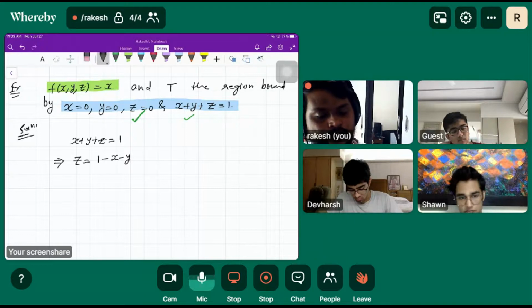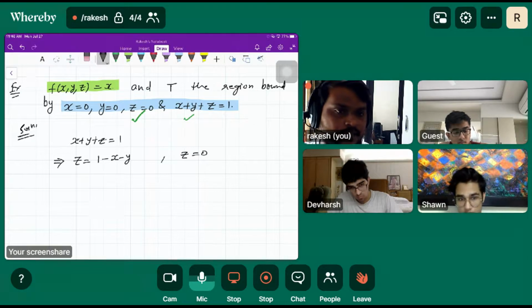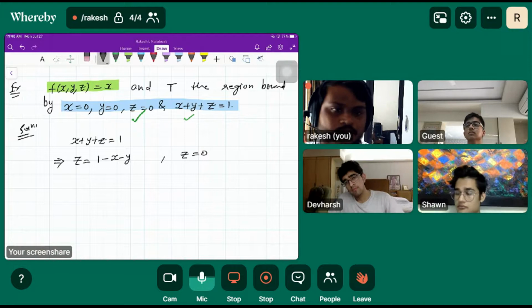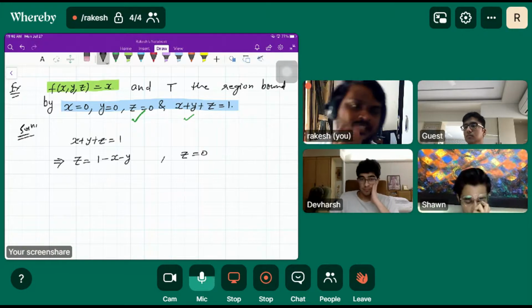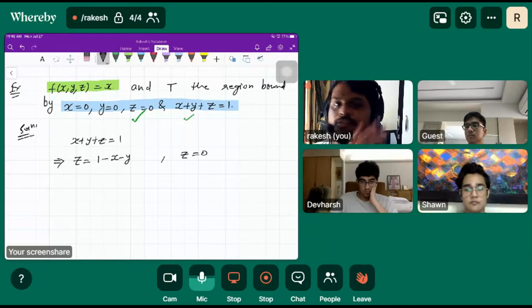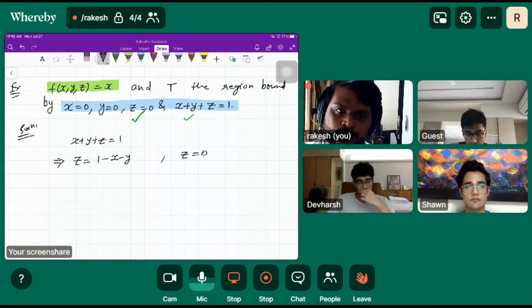So now we got two functions. One is z is equal to 0. Please listen properly first, I'll give you time to write. So we have two functions in terms of z is equal to f of x comma y. One is z is equal to 0. What is z is equal to 0? Can anybody answer? What is z is equal to 0?